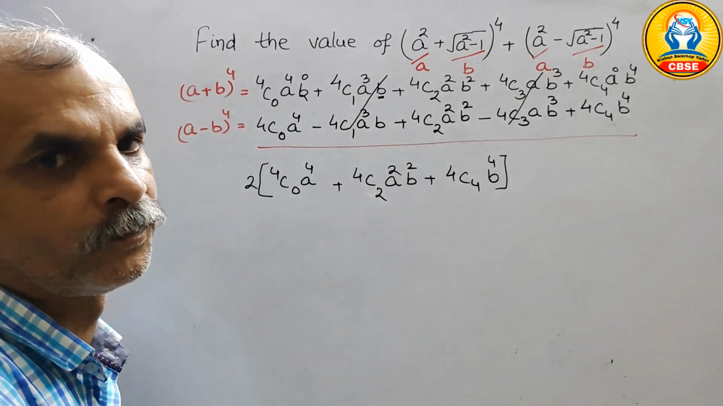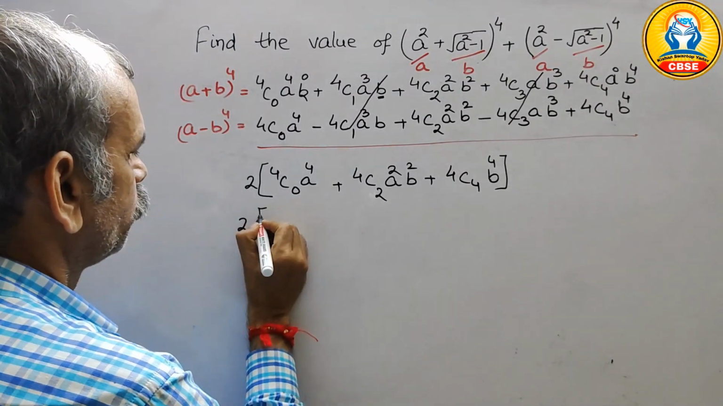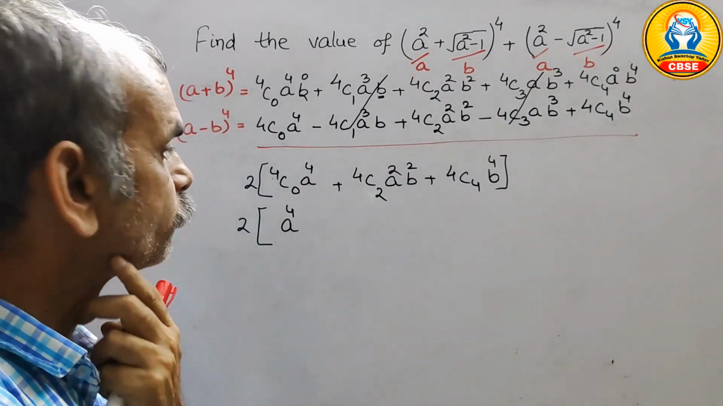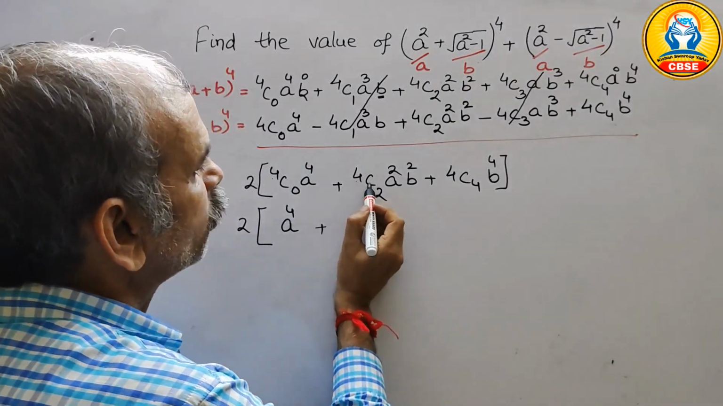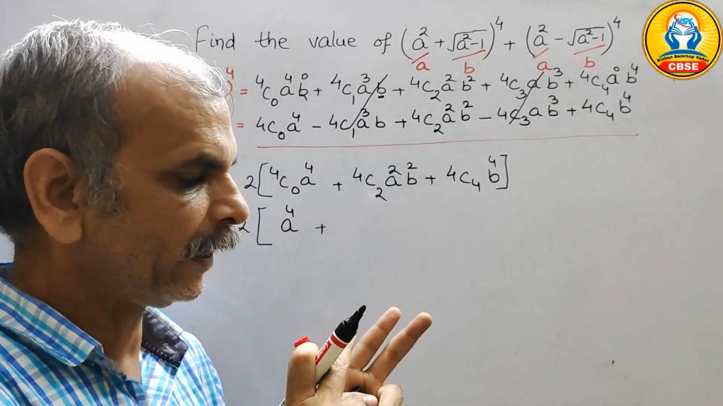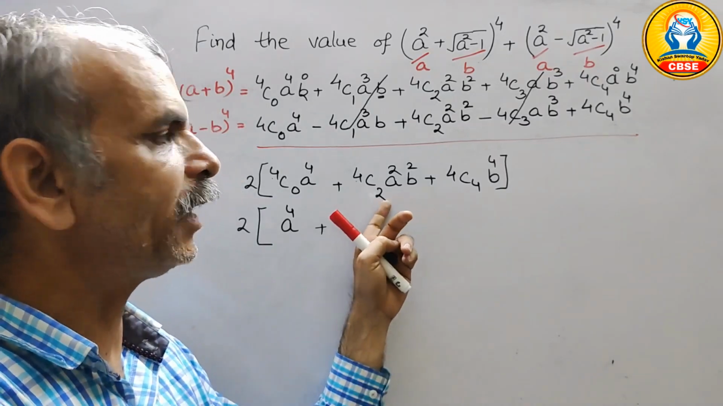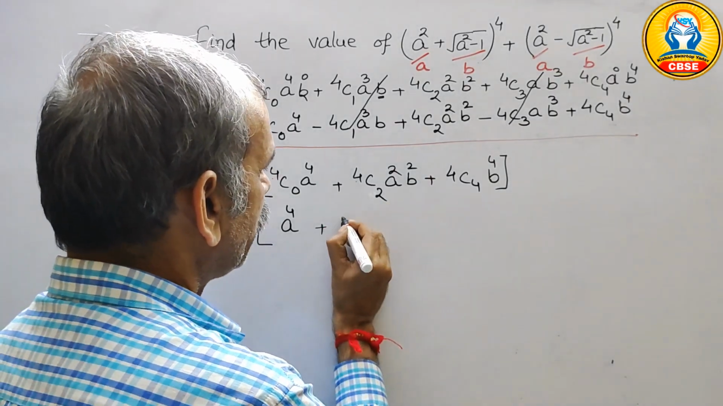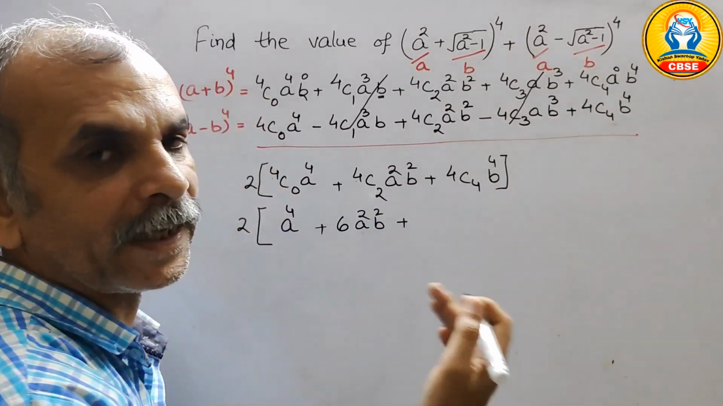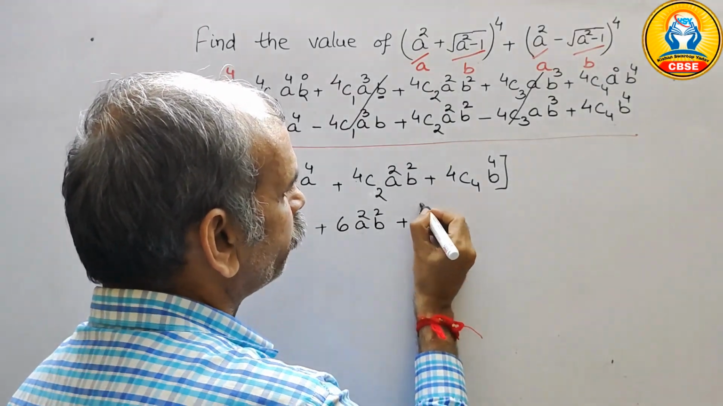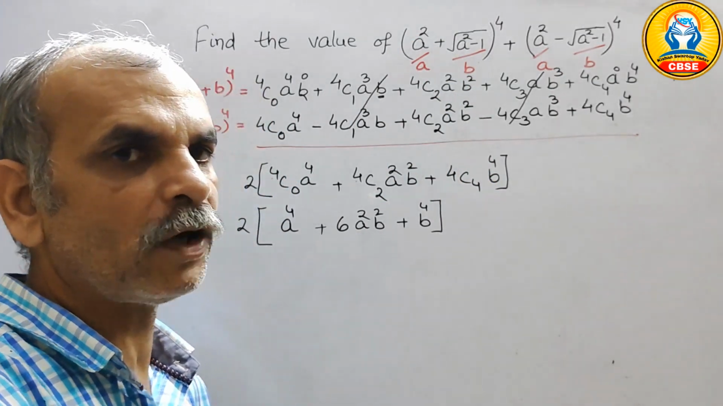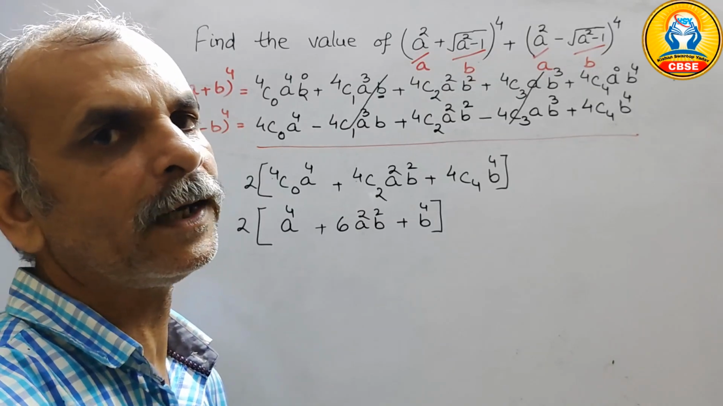Here we have to solve it. So now this is 2. 4c0 is 1, so here we will get a to the power of 4. Plus this is 4c2. That means 4 minus 2 is 2, so we have to take 4 and 3, and divided by 2 is 6. Here you will get 6 a square b square plus 4c4 is again 1, so here we will get b to the power of 4. Now we have to substitute this value. In place of a we have to put a square. In place of b we have to put root over a square minus 1.